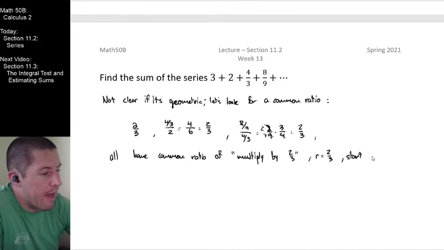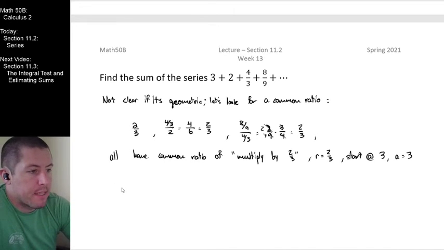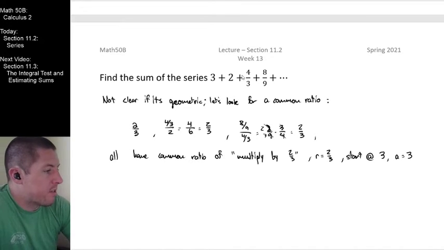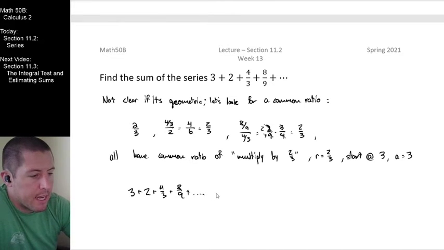And we started at 3, so we get that a is equal to 3. So I'm thinking to myself that when we write this series right here, it should be the case that 3 plus 2 plus 4/3 plus 8/9 plus ... is going to be equal to, it looks like this is going to be our n equals 1 to infinity. We started at 3. We're going to multiply by 2/3 every time we get to a new term.